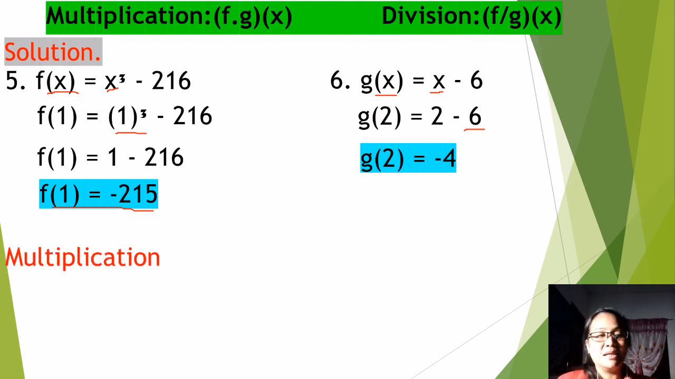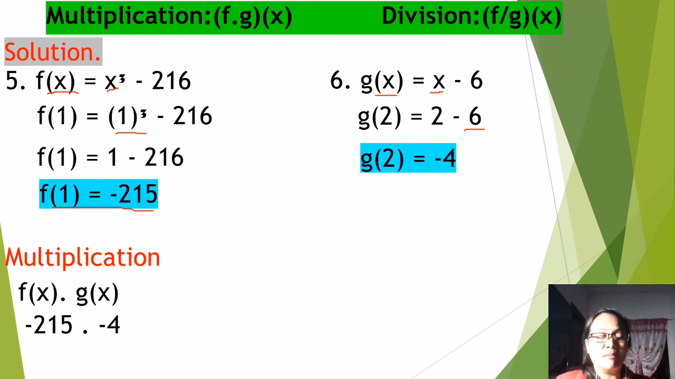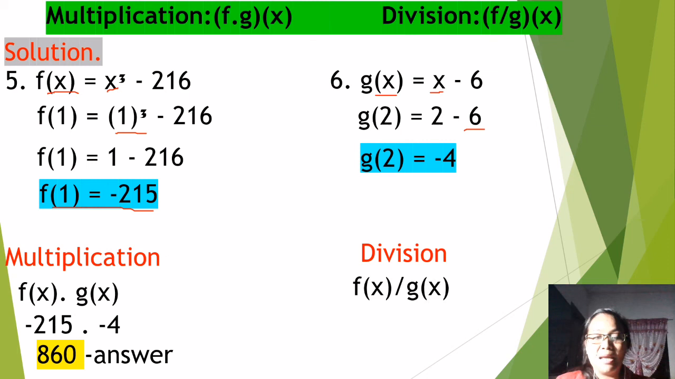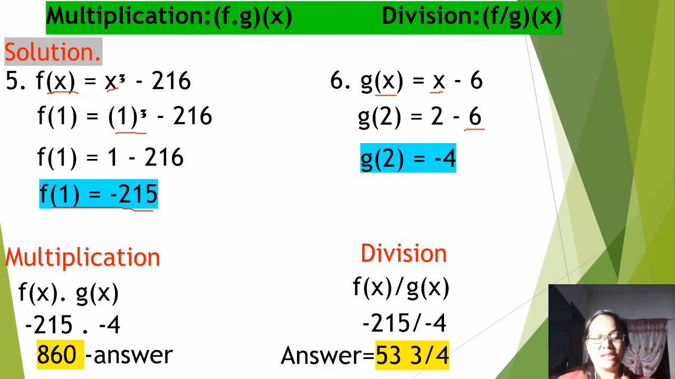So finding the product, we will be having f of x times g of x. So our f of x is equal to negative 215 multiplied with our g of x, which is negative 4. So multiplying both negative, the answer will be positive. And 215 times 4, we have 860. And for our quotient, f of x divided by g of x, so we have negative 215 divided by g of x, which is negative 4. So dividing both negative, we have a positive answer. And 215 divided by 4, we have 53 and 3/4.